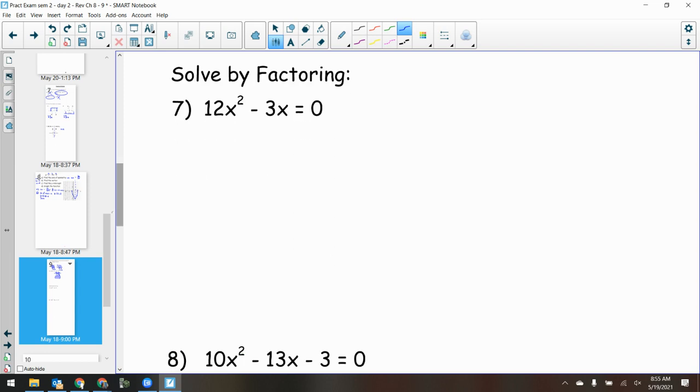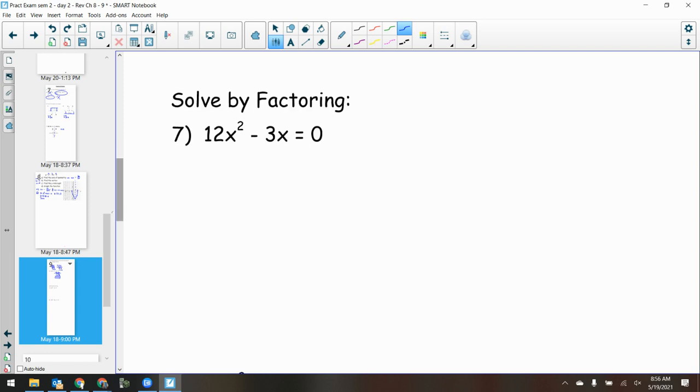The second method is solving by factoring. Now, we reviewed factoring yesterday, but now we're going to take it a step further and solve by factoring. This is the second method that we learned. So let's start with our flow chart. Let's take a GCF first. So I'm going to remove a 3x coming out. And that leaves me with 4x minus 1 equals 0. See, I factored the left side, and I factored it by GCF.